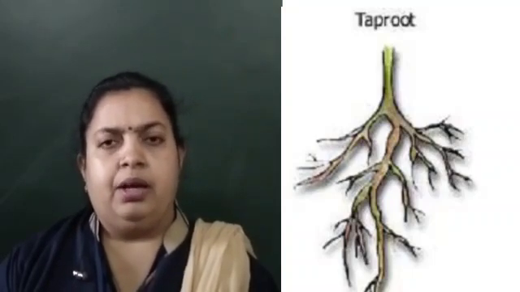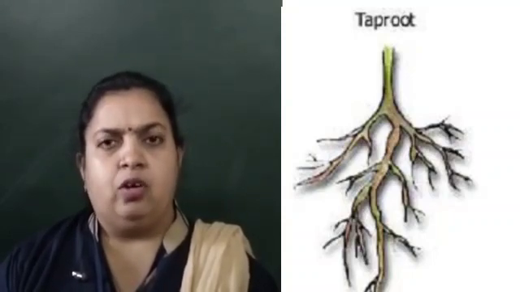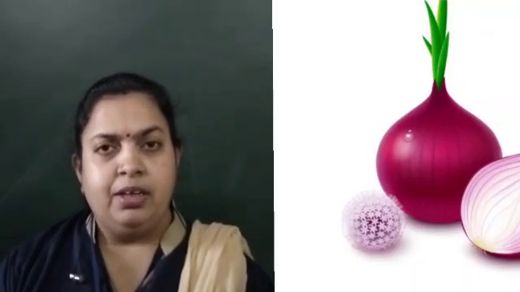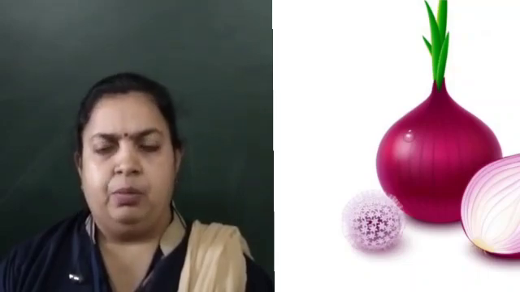And whereas the taproot, as you can see in the pic, it just penetrates deep into the soil and it has lot of storage of food. So it is a root vegetable like carrot, radish, potato, ginger, beetroot, turnip, onions. Yes, they are the root vegetables.